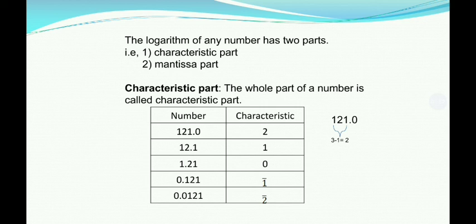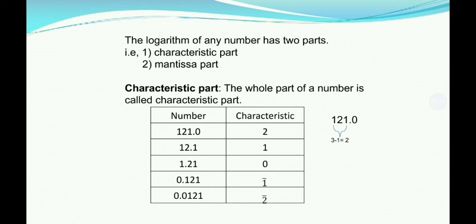In the same way, if you want to find the characteristic for the next example, that is 12.1. Here, before the decimal place we have 2 digits. So you have to do 2 minus 1, that is equal to 1. So the characteristic of this number is 1. Coming to the third example, that is 1.21. Here before the decimal place there is 1 digit. So we do 1 minus 1, that is equal to 0. So the characteristic of this number is 0.